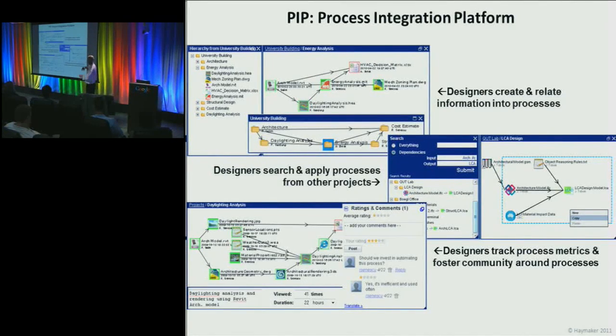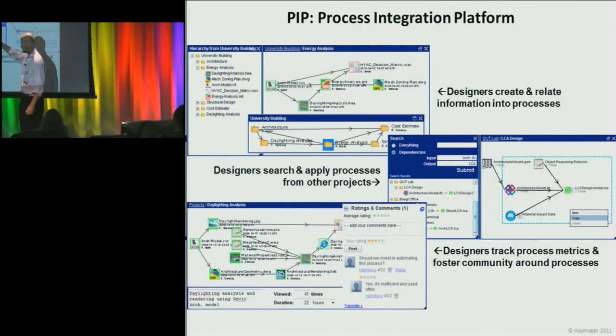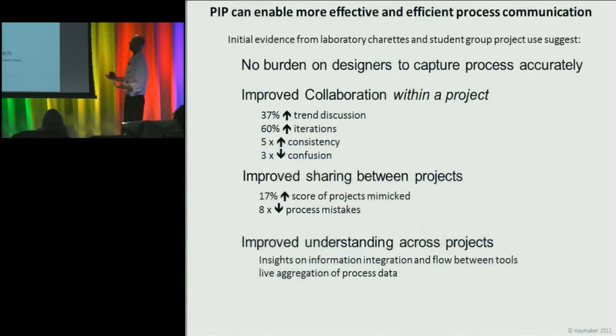And then finally, we start to develop some community and some metrics around these processes, people talking about how well they've performed, how often they've been run, and things like that. And through some initial tests of using these in classrooms and in some classroom design charrettes, we find that when people are dealing with their information in this way, there are more trend discussions. We start to see people talking about the trends of these spaces rather than just point designs.